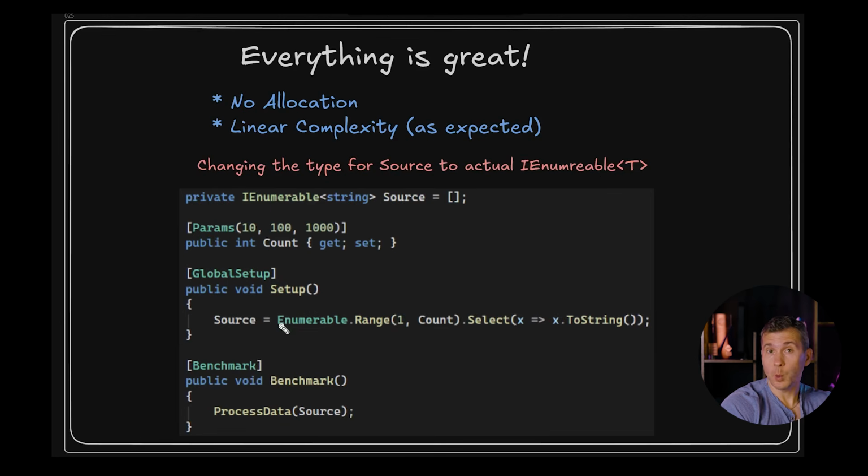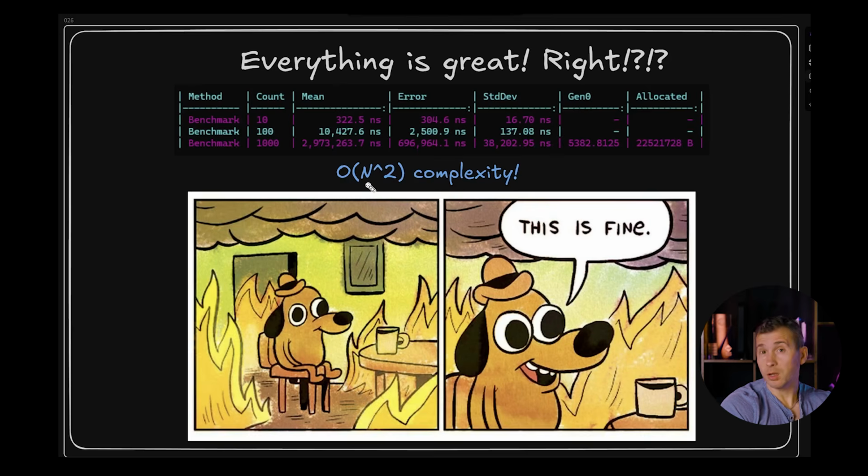But what if someone, at some point, changes the actual type from List of T to IEnumerable? And now, all of a sudden, everything breaks. The time goes up quadratically. Instead of linear speed, now we actually have quadratic complexity, and we have a whole lot of allocations. And BenchmarkDotNet shows that for 1000 items, we have 22 megs of allocations, and the allocations are so much higher than for the other two cases that BenchmarkDotNet incorrectly shows that the other two cases had 0 allocations.